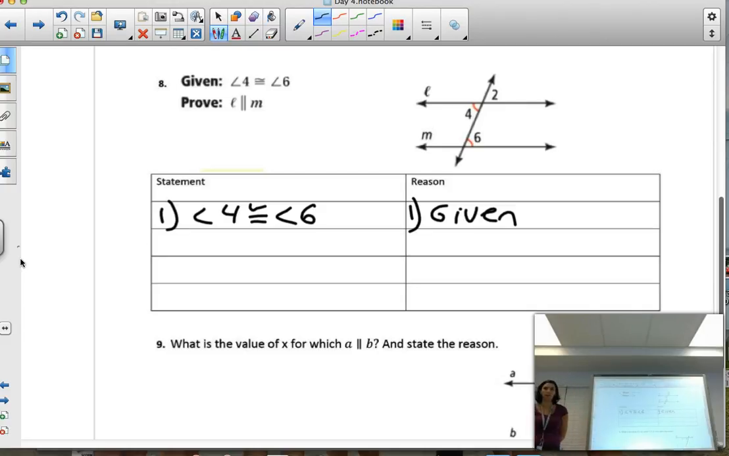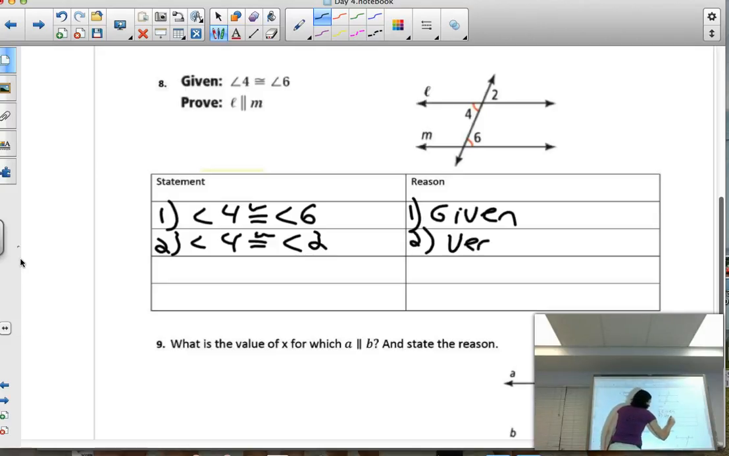Angle 4 is congruent to angle 2. Very good. Yeah, angle 4 is congruent to angle 2. Why? Because they're vertical. Vertical angles. That's a theorem, so THM is short for theorem.